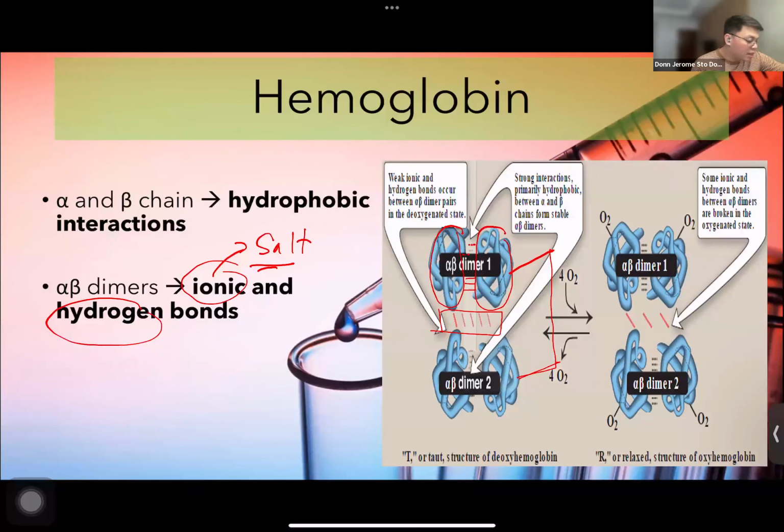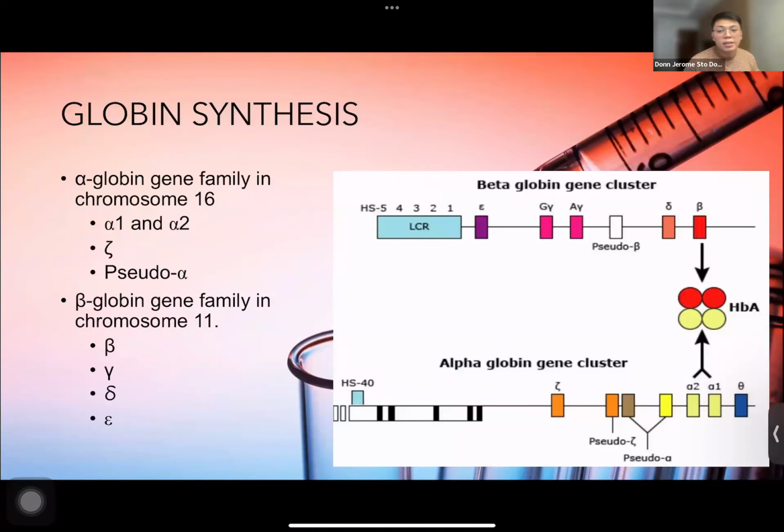Okay. Kasi importante yan when we discuss the 2 different forms of hemoglobin. Meron kasing dalawang forms ang hemoglobin depending on its ability to bind and release oxygen. May T or taut form, R or relaxed form. Tandaan niyo po yung mga bonds na yan. So let's now discuss the globin chain synthesis, no?